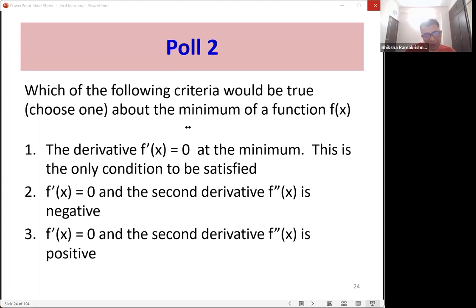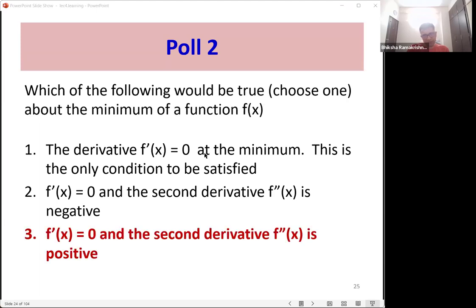So here's what all of you thought. And okay, which statements are true? Anybody? Which are the true statements here? 3, right? Which of the following criteria would be true? The third one. The derivative must be 0, the second derivative must be positive, right?